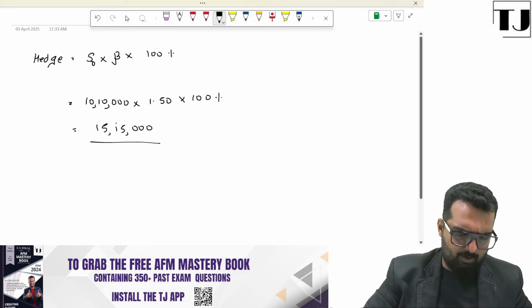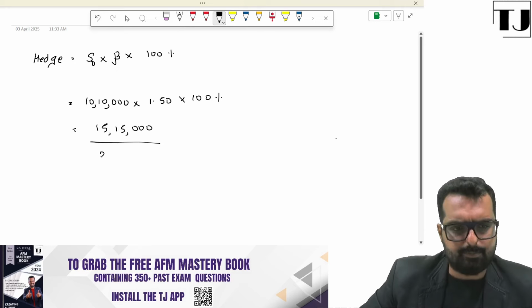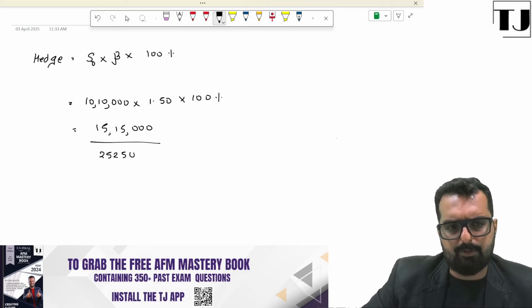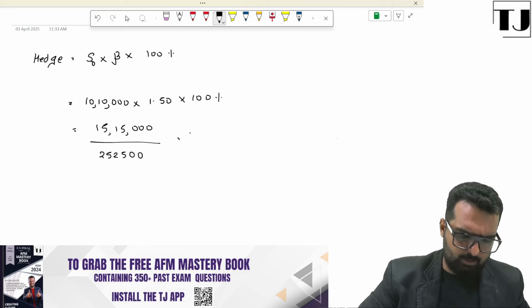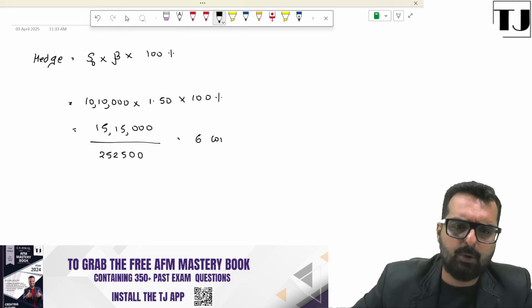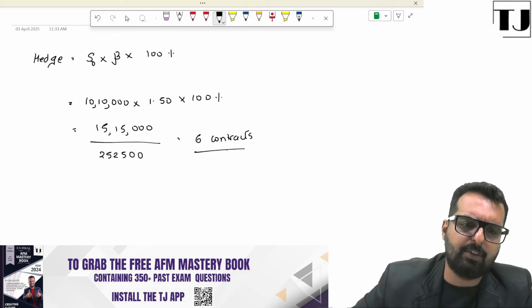Hence the total value will be what? 5050 into 50, which is 2,52,500. So now tell me, what is 15,15,000 divided by 2,52,500? Do you get the answer as 6 contracts over there, friends?